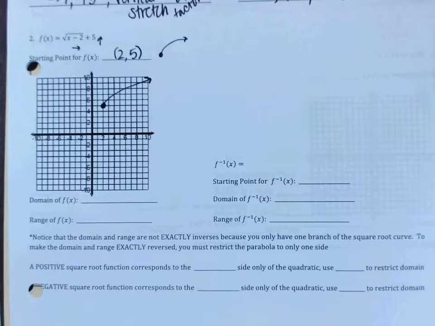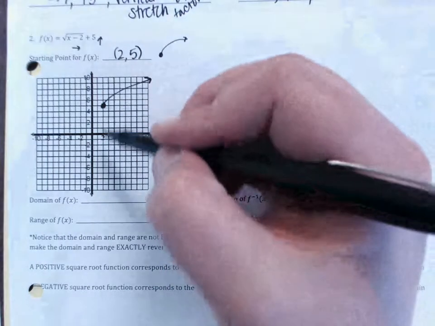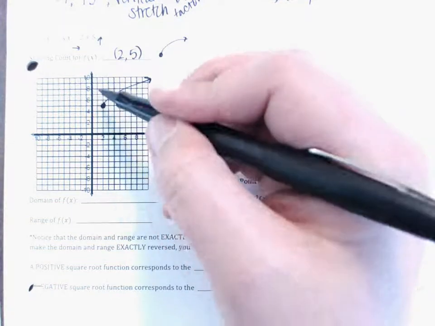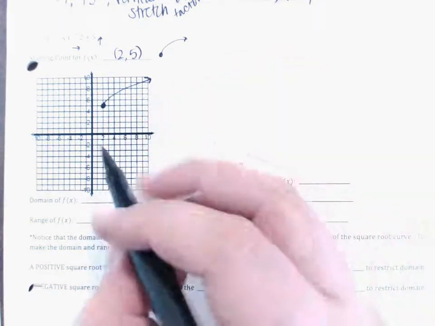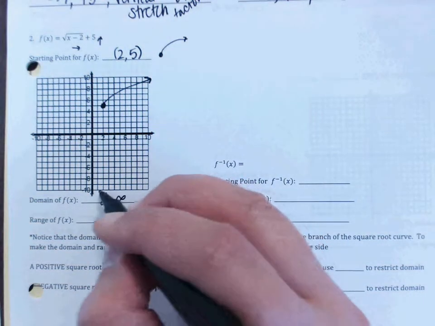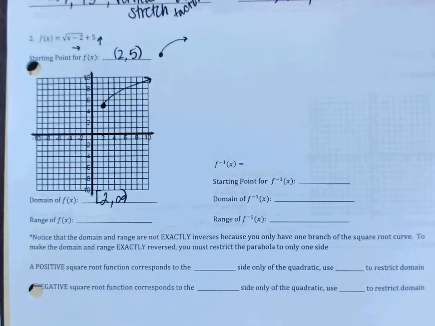Yesterday, when we started with the u, the domain was always all real numbers. That's not the case for square roots. For my square root, where does my x start? At 2. So it'd be from 2 to infinity, with a bracket and a parenthesis.